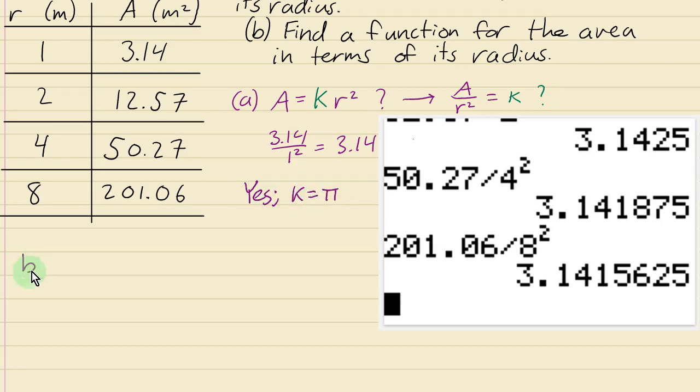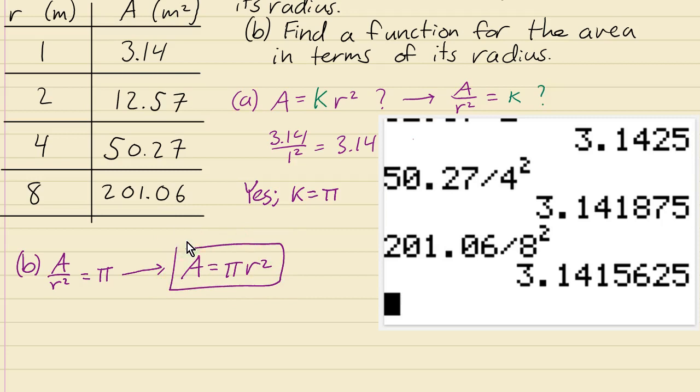So for part B, find a function for the area in terms of the radius. We know that A over r squared is always equal to pi. We just tested that with all of them. And of course, you could just write that as A equals pi r squared. And that is fine. If you really want to write it with function notation, you could also just say A is a function of r, and the formula for that function is pi times r squared.